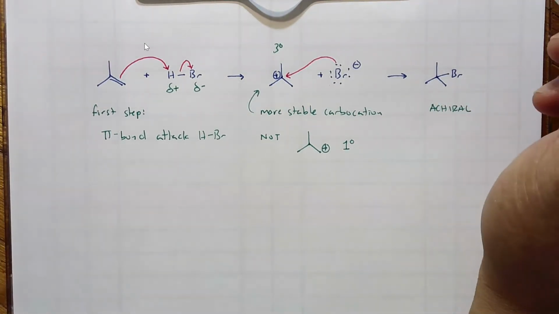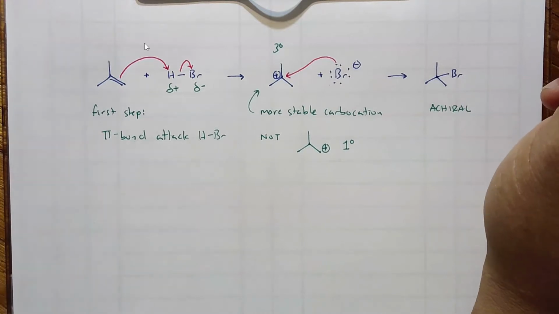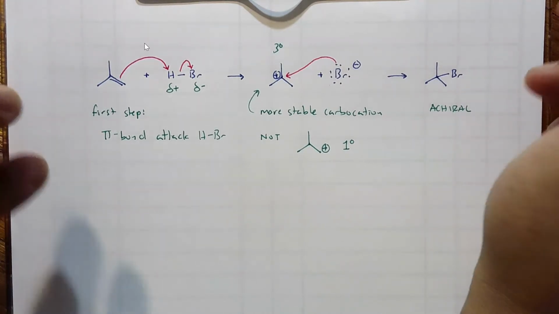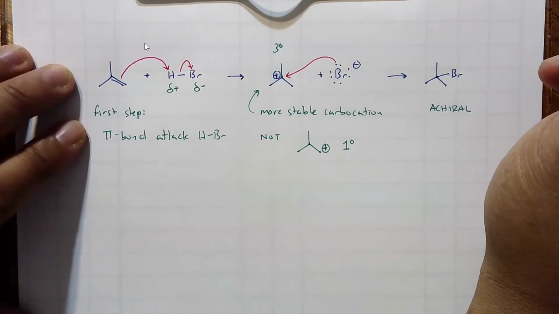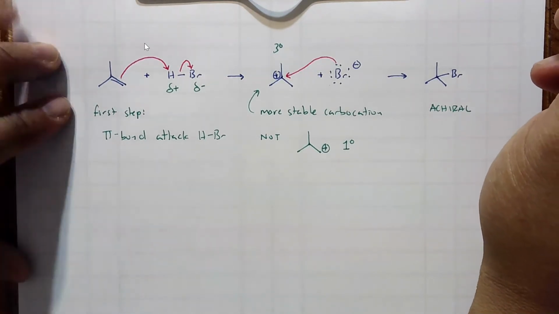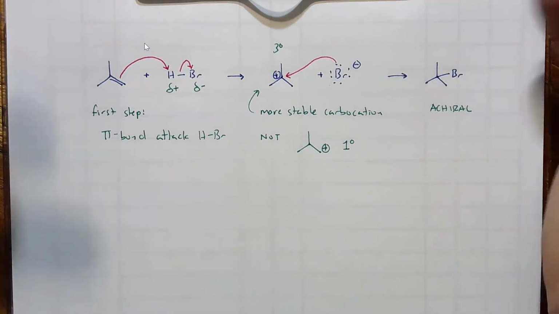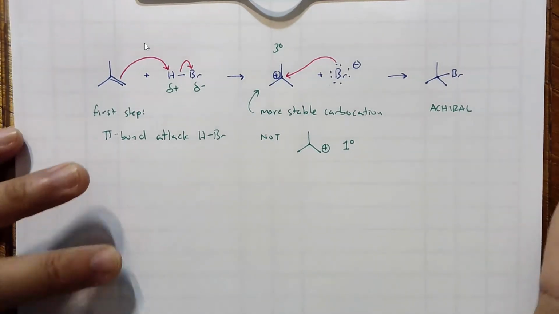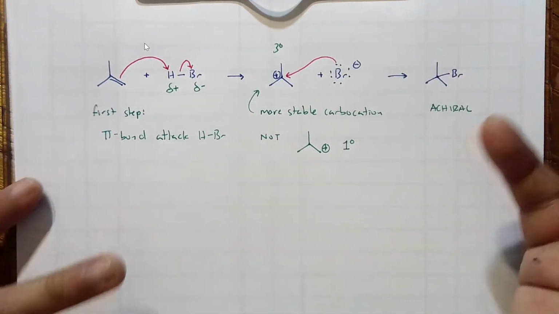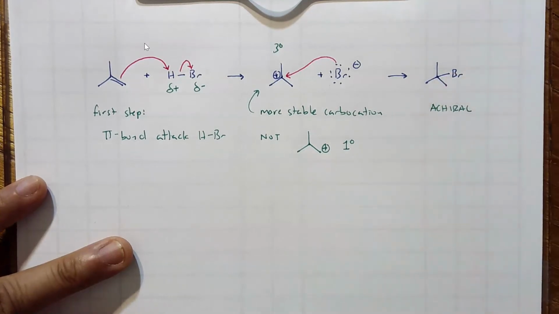You should not be drawing wedges and dashes. You should not be drawing multiple products in this case. As you could probably tell, these reactions from here on out are very case specific. If you try to memorize just this and only this and not know how to apply it to other alkenes, I can't even imagine how difficult that would be. You really need to understand what's happening in the mechanism.